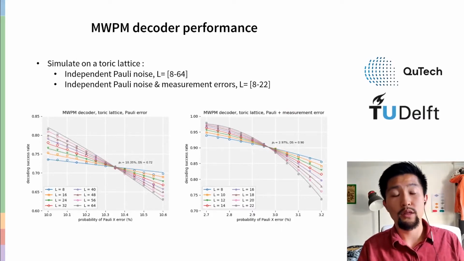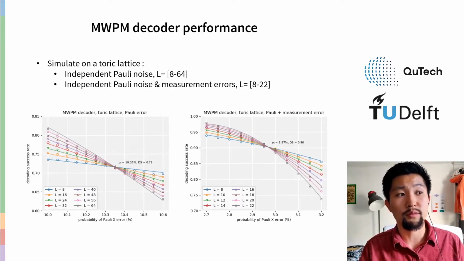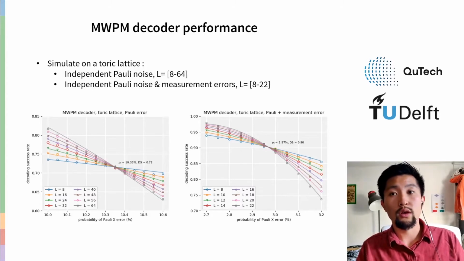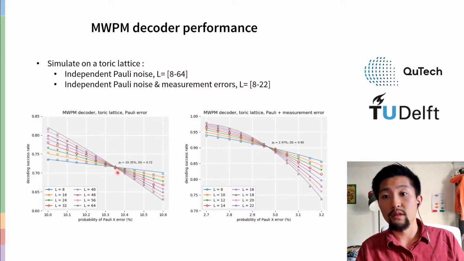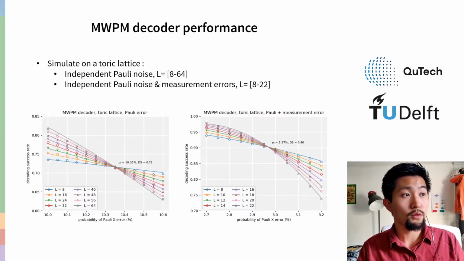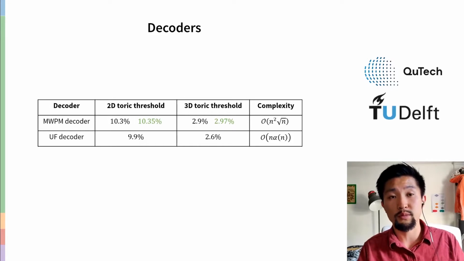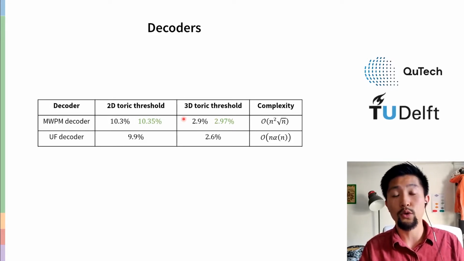So we tested it with our own application. We simulated the performance of a minimum weight perfect matching decoder on a toric lattice with only independent Pauli noise, from lattice sizes 8 to 64, and a combination of independent Pauli noise with measurement errors, in which case you have to decode on a 3D lattice. And we find these code thresholds, which are very close to what has been reported in the literature. So what we have found are these green values, and the values that have been reported in literature are these black values. So next, let's move on to the union-find decoder.